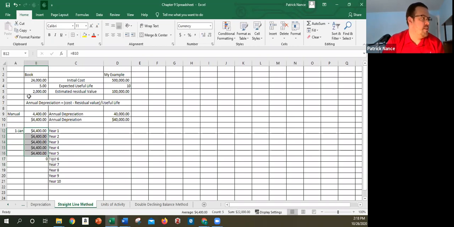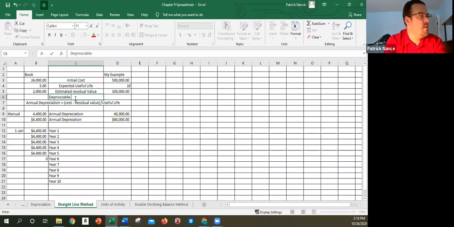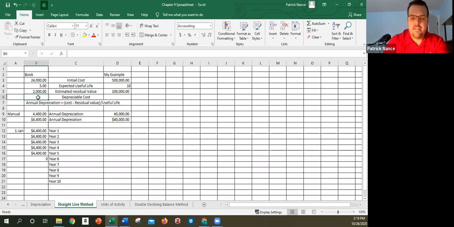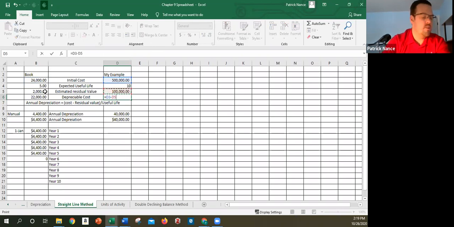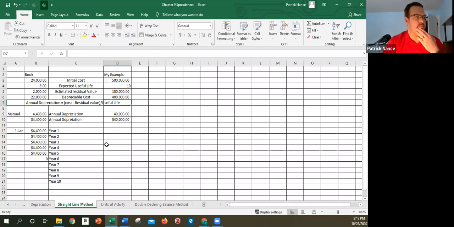Its depreciable cost is, let's figure out depreciable cost here. If you recall from the prior video, depreciable cost is my initial cost minus my residual value. So the depreciable cost of the books example, a piece of equipment, I believe it is 22,000. The depreciable cost of my 18-wheeler, my semi, is 400,000.